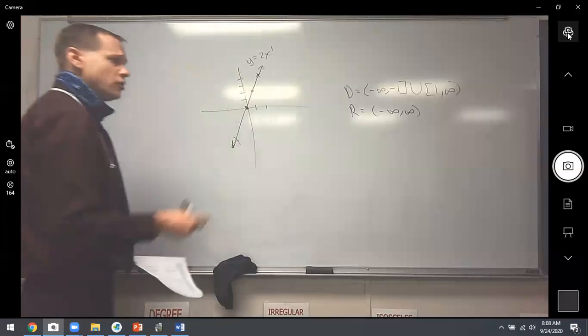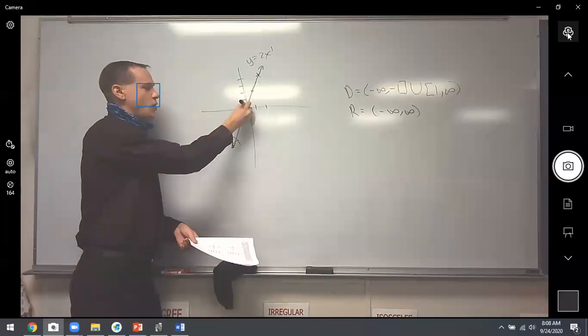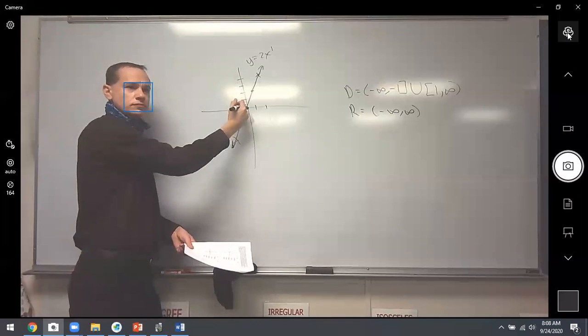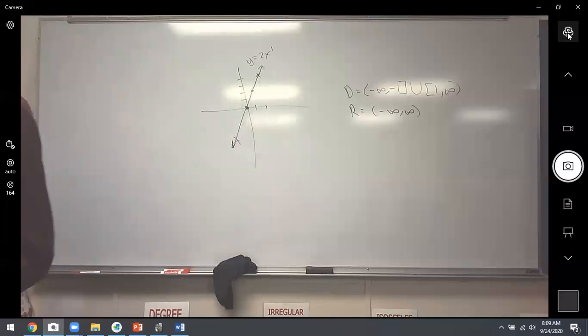Y-intercept. There will always be only one of those. And again, where does it cross the y-axis? At the x value of 0, right? So your y-intercept is also (0, 0) in this case. Score.